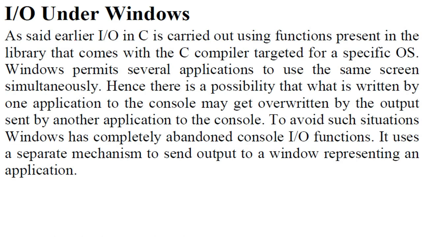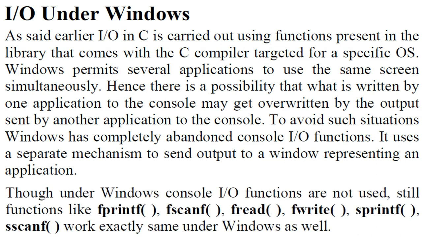And now we come to input output under Windows. In input output, when we are dealing with an operating system, it can be Linux, it can be Windows. Because we are using an operating system, we have only library functions. So we are using the input output of the operating system. Under Windows, we don't use the console input output functions. But fprintf, fscanf, fread, fwrite, sprintf, scanf, they also work properly in Windows.